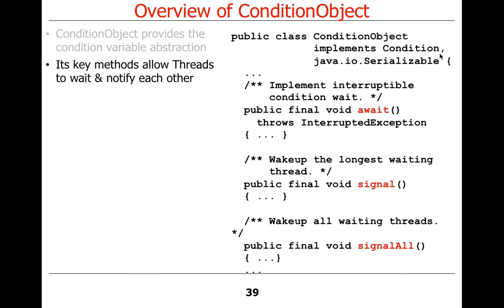So the key methods, surprise, surprise, in a condition object basically focus on waiting and notifying. So here are some of the methods: await, signal, and signalAll. Well, gosh, that looks strangely familiar, doesn't it? That looks like Java's built-in monitor object methods, except those are called wait, notify, and notifyAll, whereas here they're called await, signal, and signalAll. Go figure. I don't know why they changed them. I guess they didn't want to confuse people any more than they were already going to be confused.